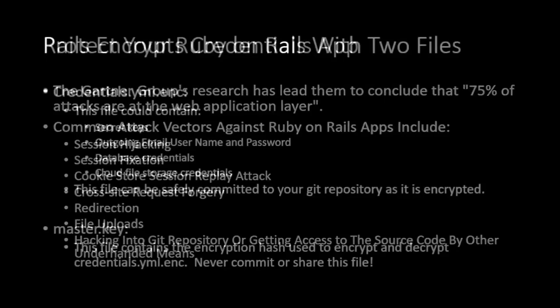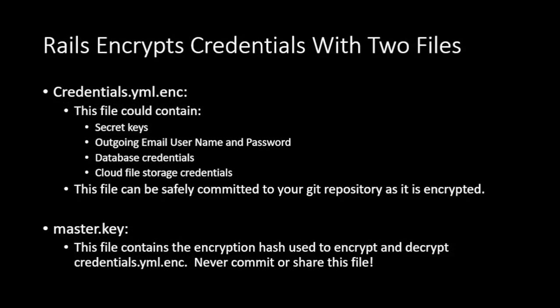And basically, how Rails encrypts credentials within a Rails application is with just two files. Those files are credentials.yml.enc, which means credentials.yml is the encoded version. That particular file contains encoded versions of secret keys, outbound email username and password, database credentials, cloud file storage credentials, as mentioned in the previous slide. This file can be safely committed to your Git repository as it is encrypted.